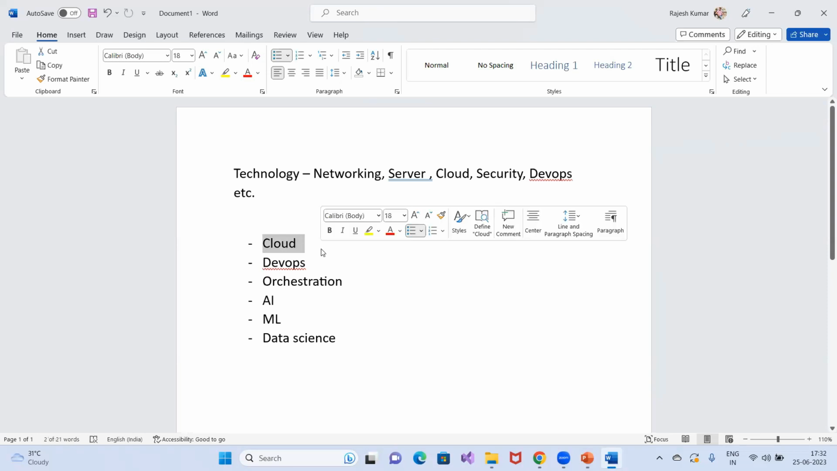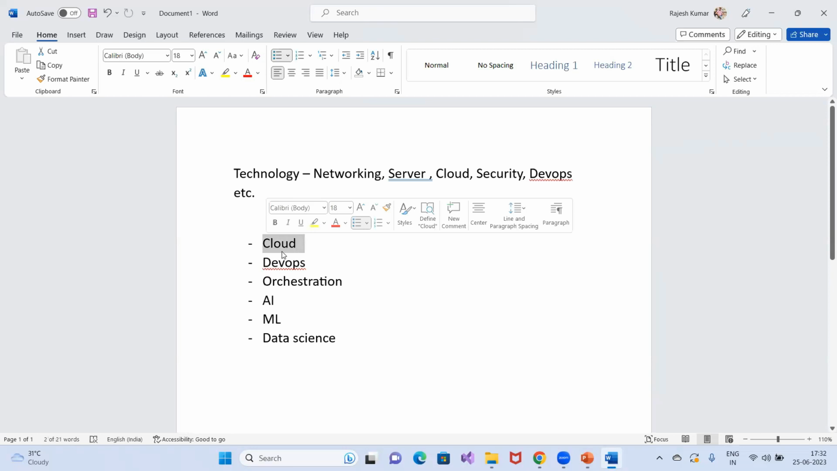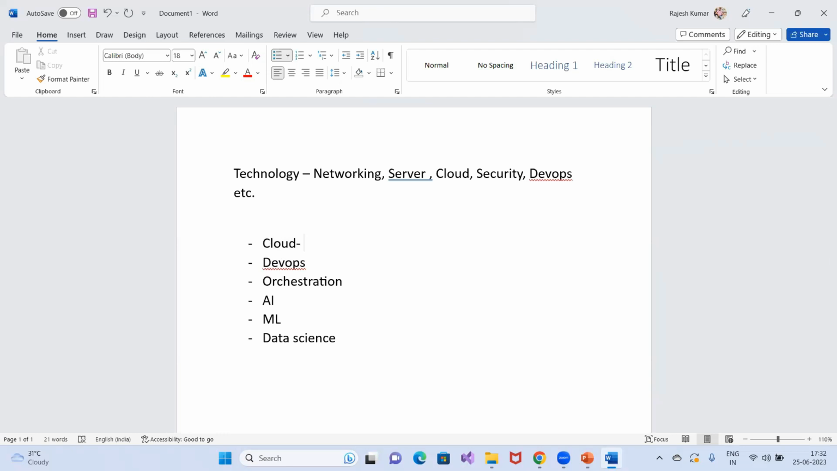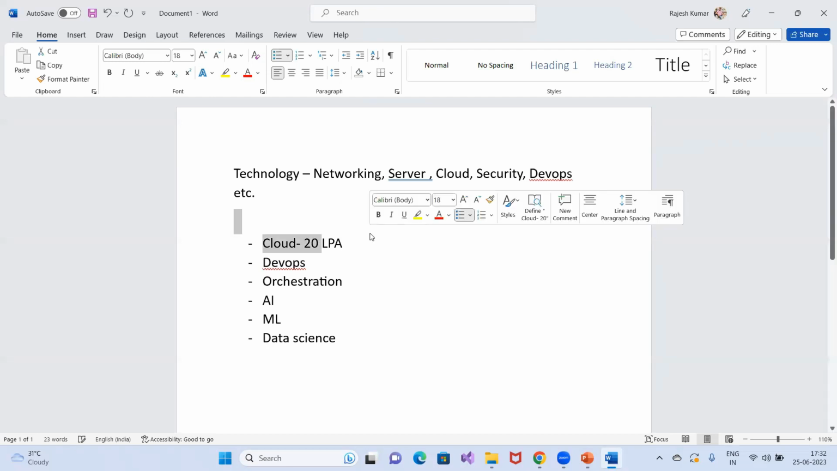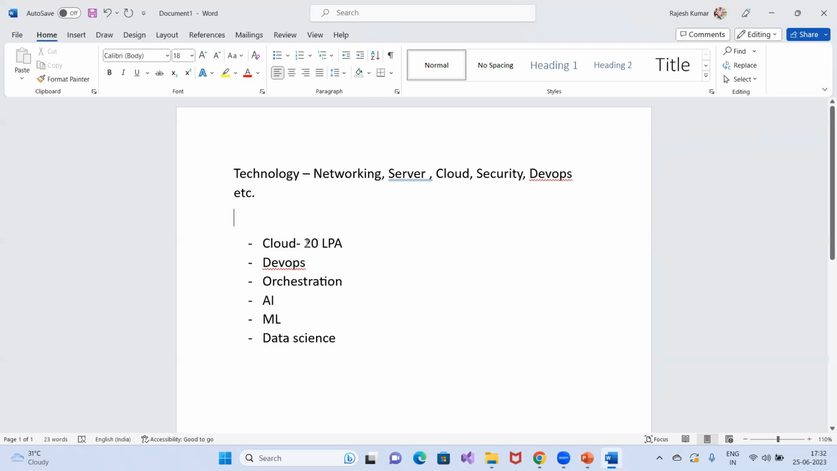What is cloud? How are they migrating things? I will discuss that in 5 to 10 minutes. So you can easily pick cloud computing as your future. The salary prospect is very good. Senior level cloud administrators are earning around 20 lakh per annum in India. In Bangalore, Delhi NCR, Pune, Hyderabad, Mumbai, this is the average salary. So senior cloud administrators earn 20 lakh rupees per annum as a package.